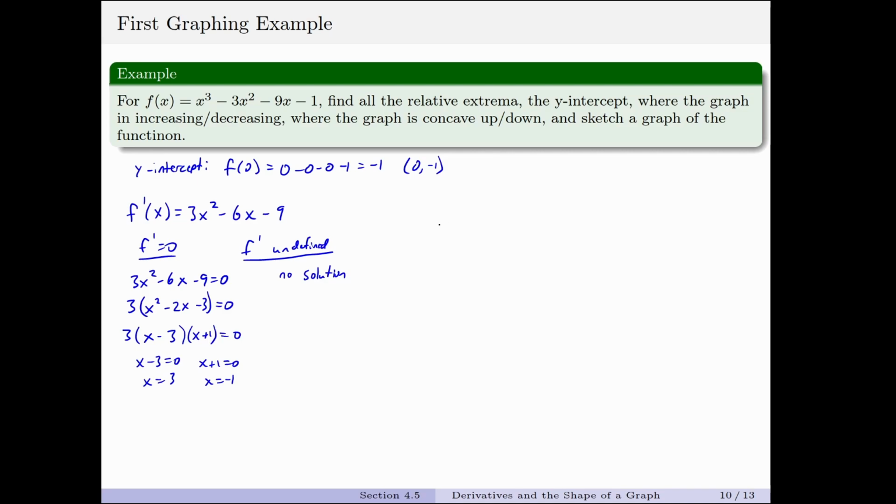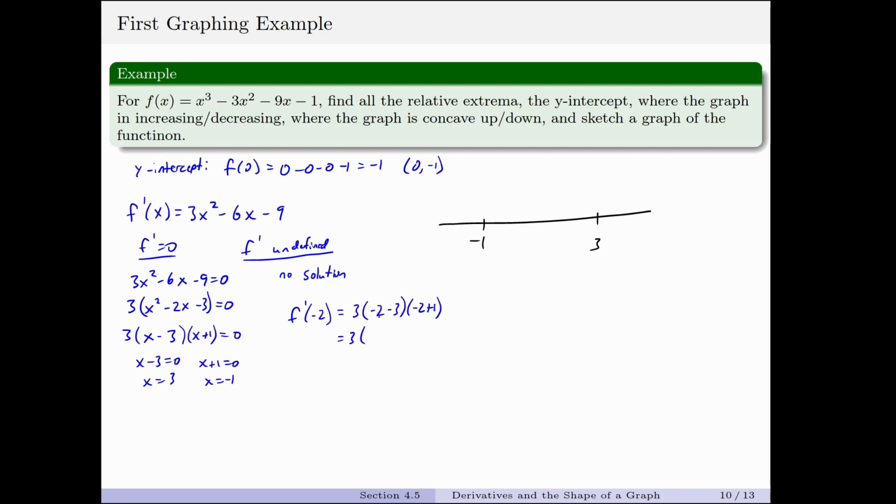So now I'm going to make a number line, and I'm going to put the 3 and the negative 1 on my number line. And I'm going to test points from each of these 3 intervals into the first derivative. So let's try f prime of something to the left of negative 1. Let's say negative 2.